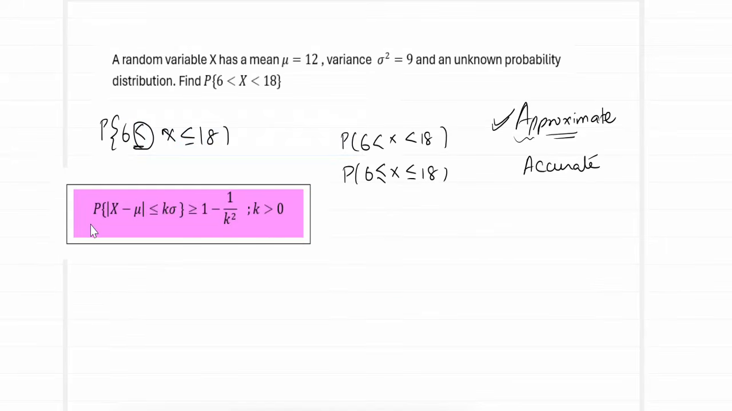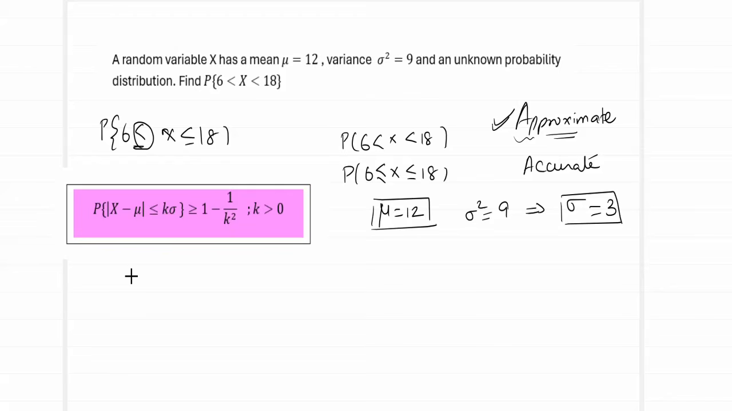Now the second format says probability of |x minus mu| less than or equal to k sigma is greater than or equal to 1 minus 1 by k square. We will note down the data which has been given to us. We have been given mu is equal to 12 and sigma square is equal to 9. So from here, I will have sigma equal to 3. We take only the positive quantity for our estimation since we are dealing with probabilities.